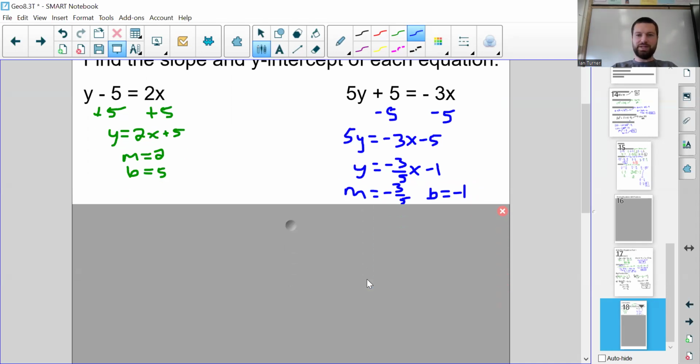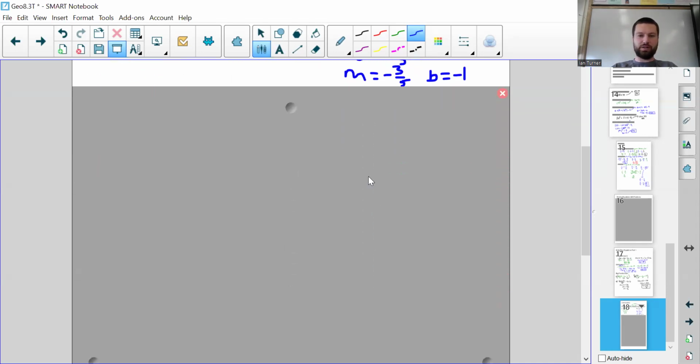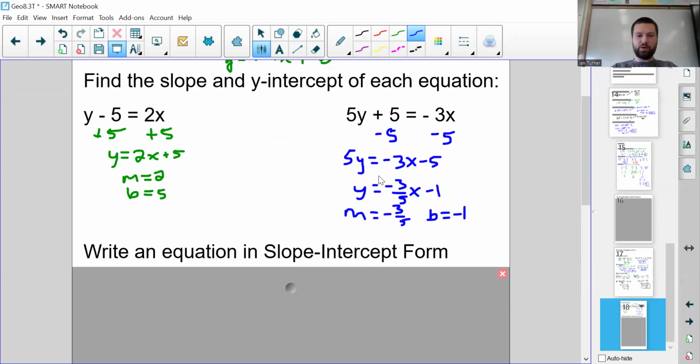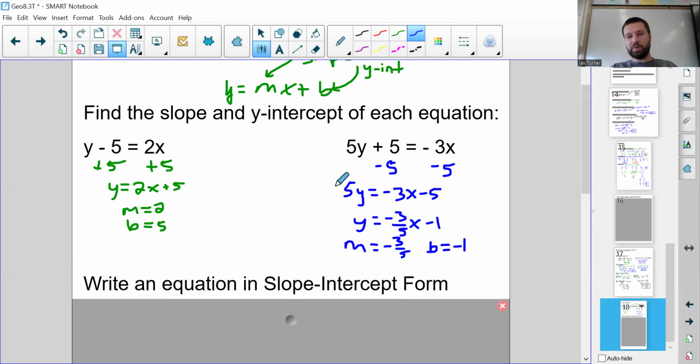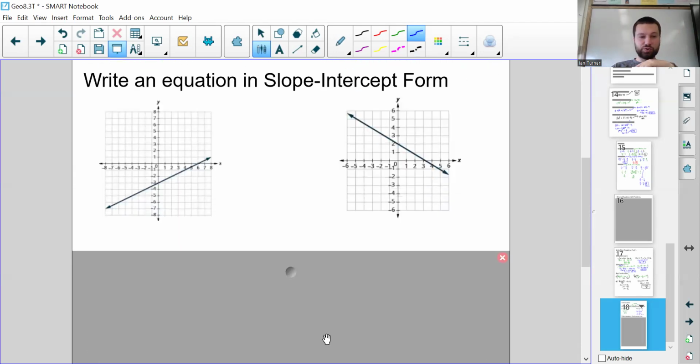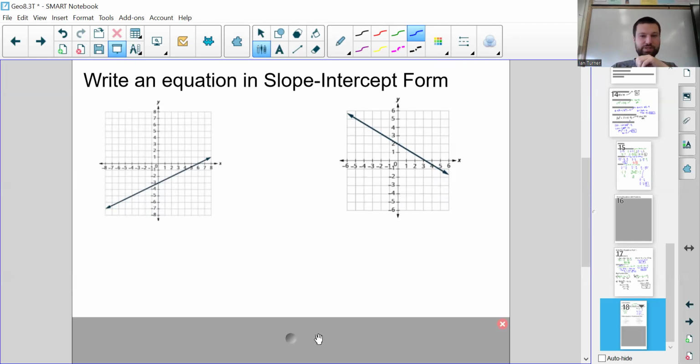Next one is something we did not really do much this year, okay? Usually this year we got an equation or we got 2 points, remember? We used slope formula to find the missing point. On this one, we are given a line, just straight up given a line, and asked to write an equation in slope-intercept form. So there's a couple different ways we could do this.